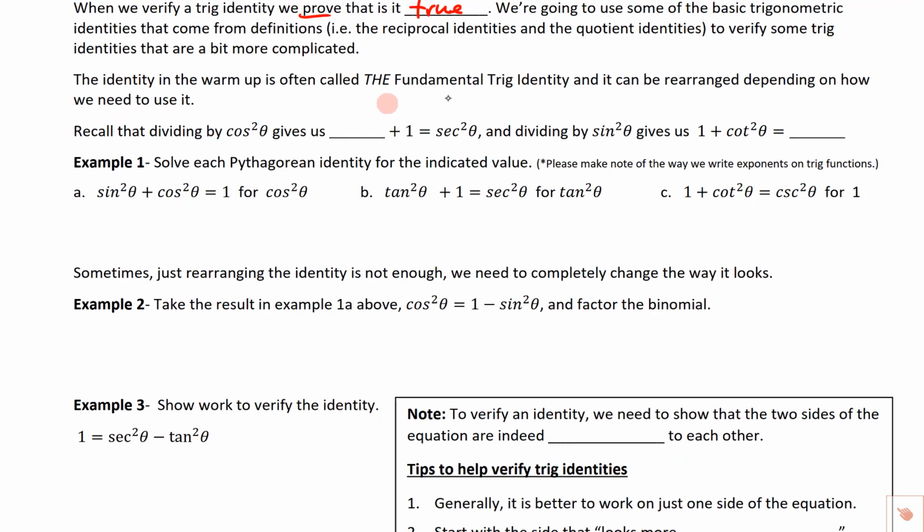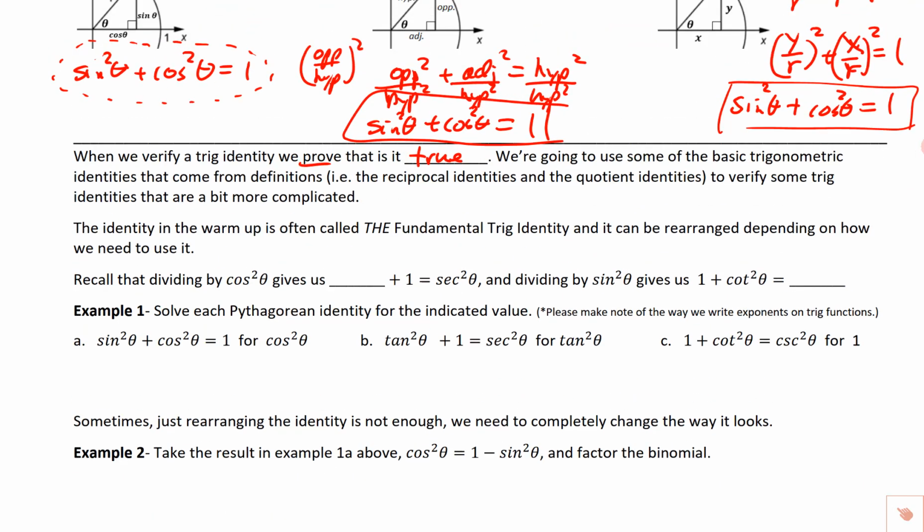Now, the warm-up is called the fundamental trig identity. We talked about this yesterday. And when we rearrange that, so for example, if we take this and we divide everything by cosine squared, we end up with tangent squared theta plus 1 equals secant squared. And we talked about this the other day. So we've already done this. Remember, tangent goes with secant. If we put co in front of those, 1 plus cotangent squared equals cosecant squared. Okay?